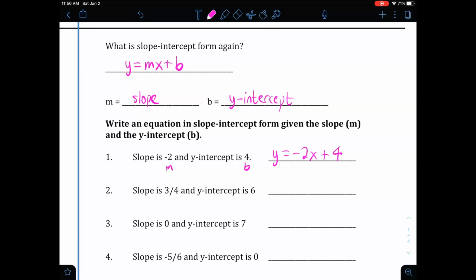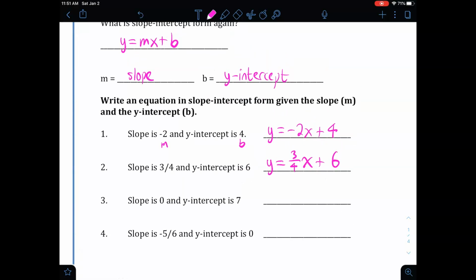All right, welcome back. Number 2, slope is 3/4 and y-intercept is 6. So 3/4 is our m, so y equals 3/4 x plus our b, which is 6. Number 3, slope is 0, y-intercept is 7. This one we're going to go a step further after we write it here. So our slope is 0, so it's going to be 0x plus our b, which is 7. Do we need the 0x though, or no? We do not. We're just going to write y equals 7. That's the most reduced form and way to write this problem here.